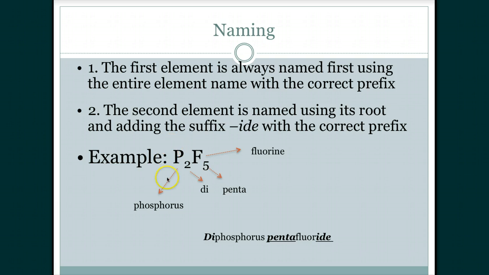Diphosphorus. We do not change the name of the element that precedes the second one. So the first element, we name it the way it is with the prefix in front of it. So diphosphorus. And the second word, fluorine, is going to turn into, so what we're going to do, we're chipping off the end of the word, and we add "ide" at the end. So we end up with penta for 5, fluoride.